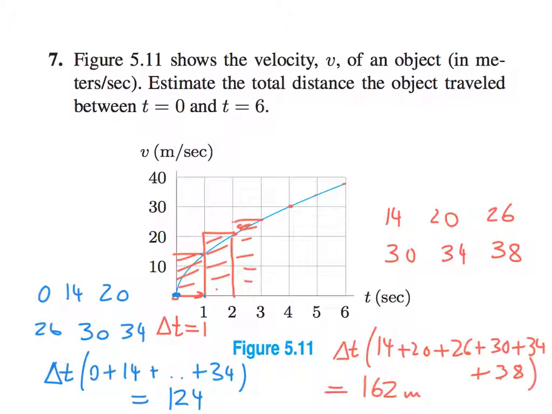So using the left-hand and the right-hand sum, we would get that the distance traveled is between 124 and 162. This here would correspond to these rectangles, or these columns, and so on. Now if you look at the book solutions, it will tell you that it's estimated between 140 and 150.